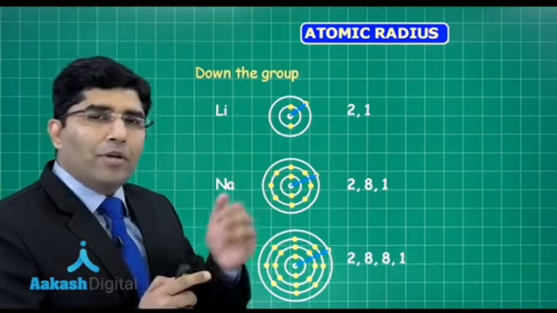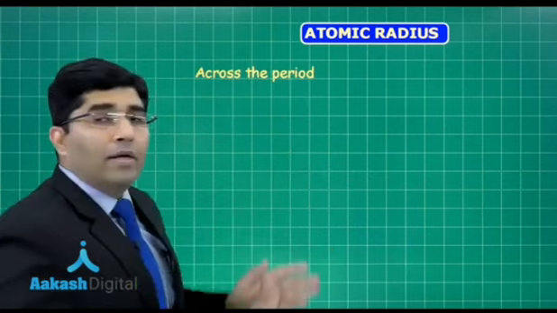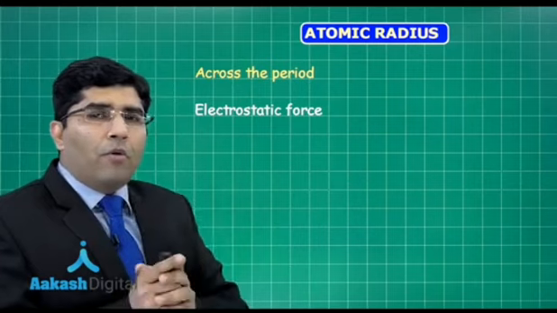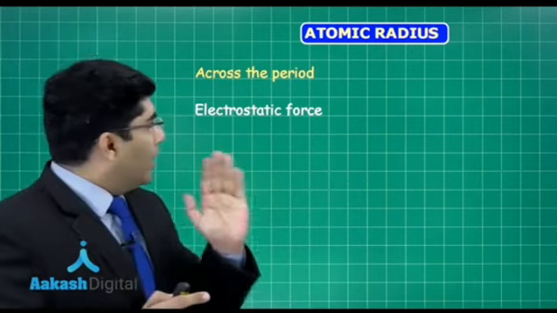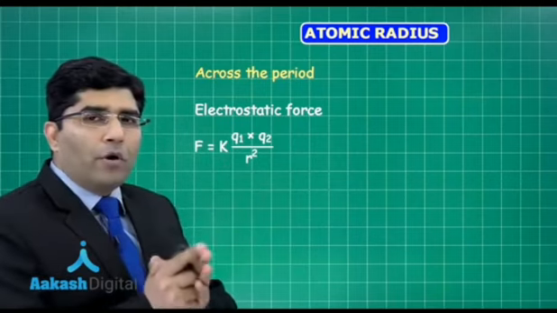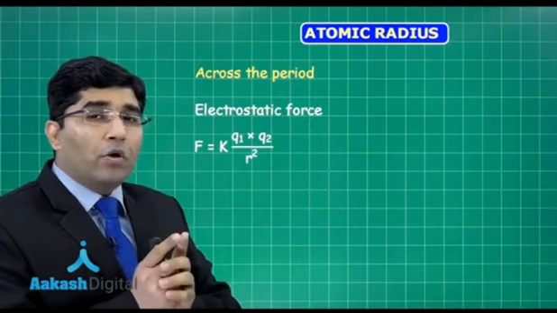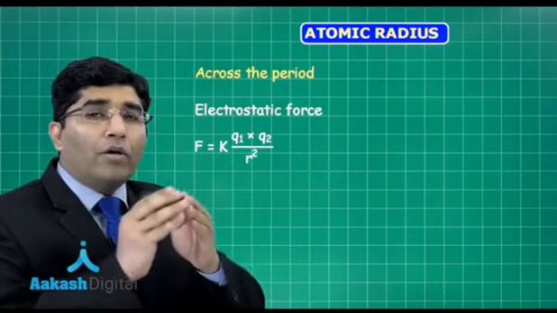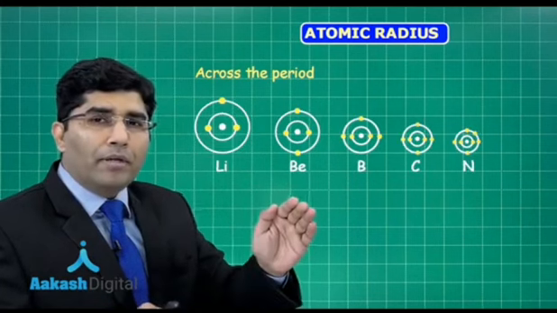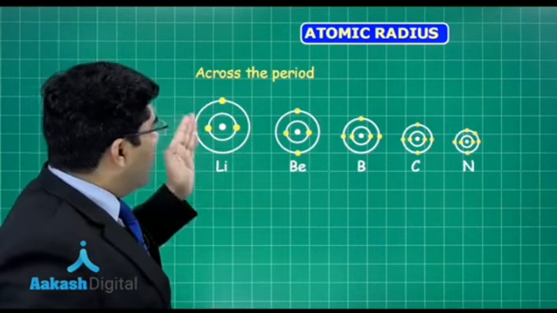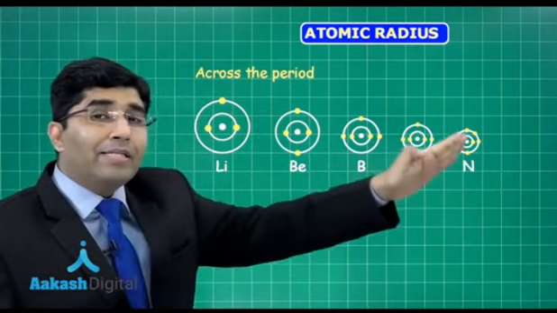So let's move on to the period. What happens across the period? Now you know that the formula of the electrostatic force is F = K Q1 Q2 / R squared. It means that electrostatic force depends on the product of the charges. So what are we going to do across the period? Here you can see that there is a continuous decrease in the size.